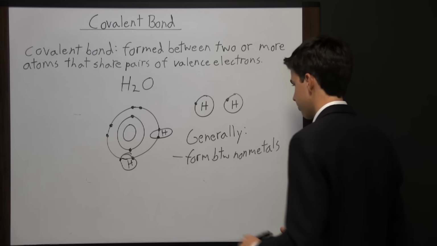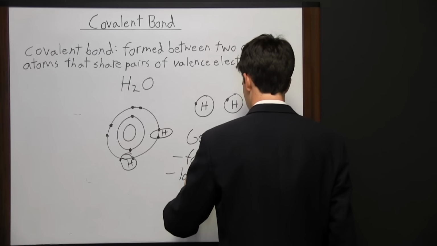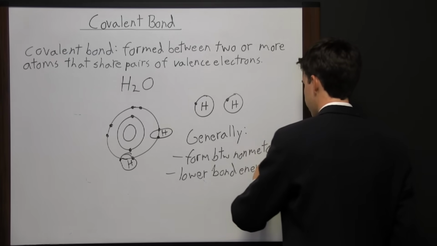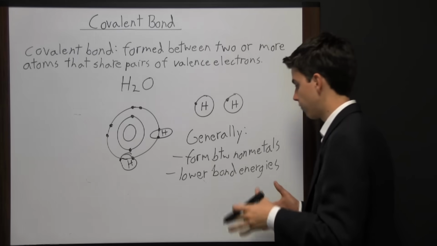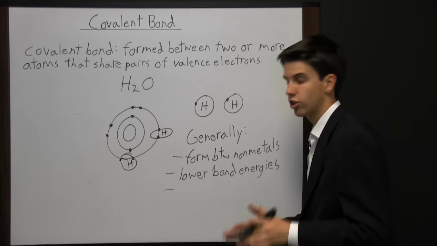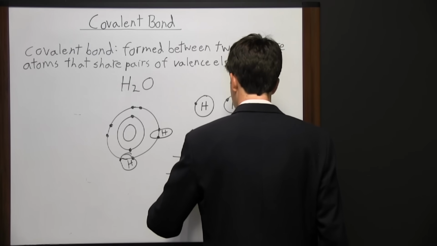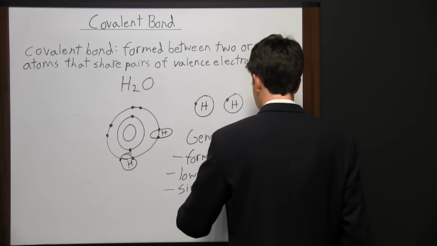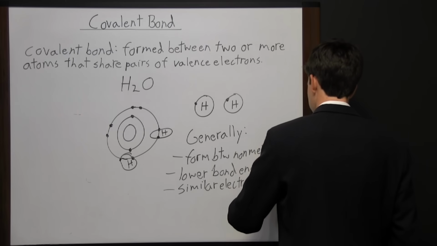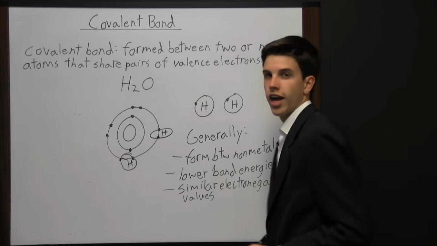are both nonmetals. And then covalent bonds generally have lower bond energies than ionic bonds, where bond energy is the amount of energy it takes to break a bond apart, which is usually in the form of heat. And then atoms of similar electronegativity value usually form covalent bonds. So the atoms that make up covalent bonds have similar electronegativity values. So those are some general facts about covalent bonds.